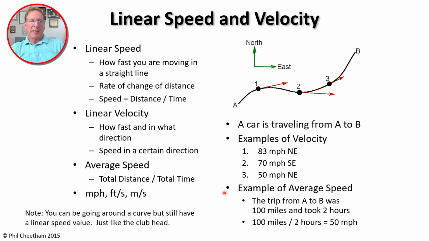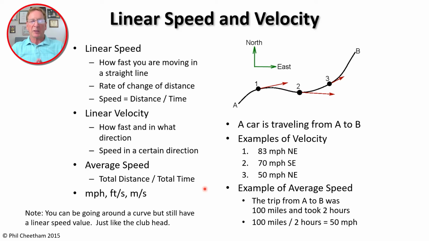Average speed. Average speed is the total distance divided by the total time. So that's what average speed you were going literally for the whole trip. Sometimes you're going faster, sometimes you're going slower, but what was the average? Speed is measured in miles per hour, feet per second, meters per second, depending on what country you come from.